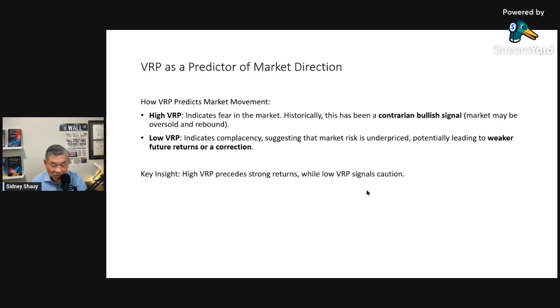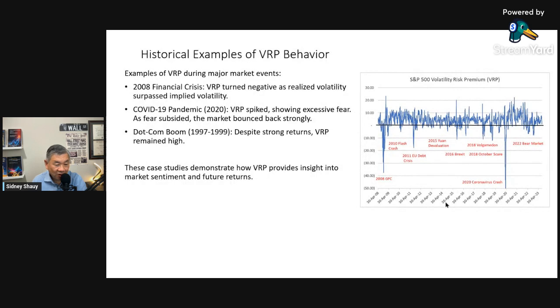The low, it goes all the way to negative, right? Now just some examples of past cases. In 2008, the financial crisis, the VRP turned negative, as we can see here, as realized volatility surpassed implied volatility. So it went even further. Even the VRP couldn't protect the option seller. It was really, really intense.